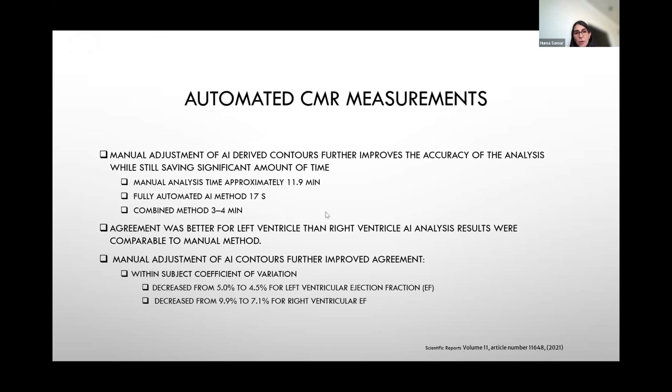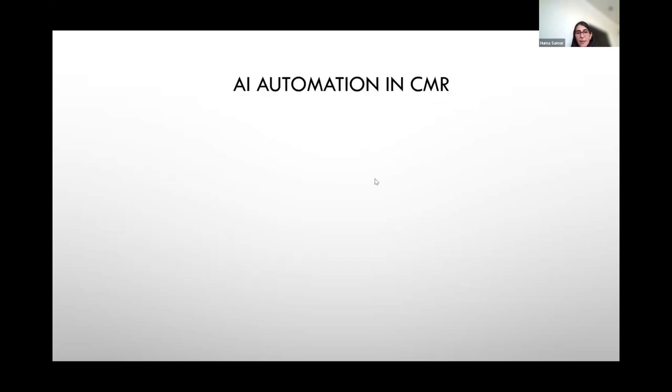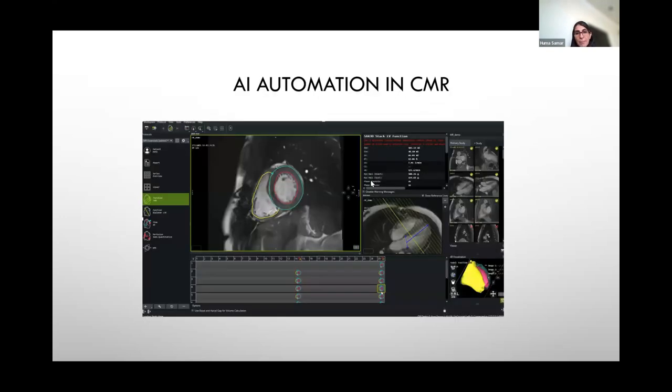And another study went on to more or less determine the same thing. This was a different algorithm, but trying to do the same thing, automate MR measurements. And they again found that using this combined method, where the output of the AI algorithm is then tweaked by the final reader, results not just in better correlation of the volumes and ejection fraction, but also in significant saving of time, anywhere from 3 to 4 minutes versus 12 minutes to be done fully manually. And this is the software that we use in our lab currently.